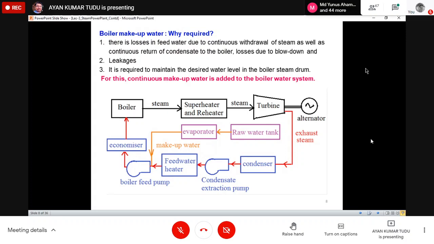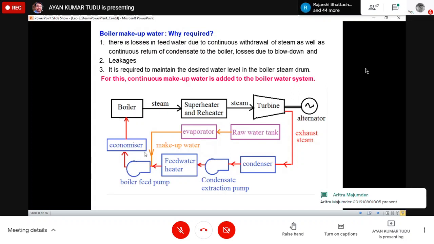I think this circuit is somewhat wrong in the sense that this makeup water should have come here, and after that only the feed water would be heated. Actually, there are two circuits here. First one is a low pressure heater, then we have a high pressure heater. Between the low pressure heater and the high pressure heater, we have our boiler feed pump. From the boiler feed pump, we go to the economizer and then into the boiler. Understood? I think the circuit is quite understandable.